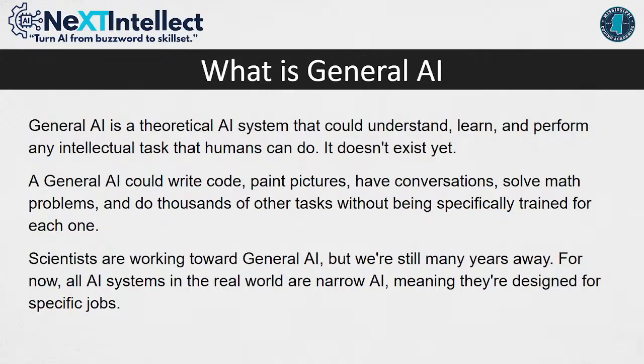So that is what scientists are working towards, okay, is general or strong AI. But we're still many years away from this. It might always be a carrot on the stick that we're chasing. But for what we're talking about in these lessons, we're going to be focusing on narrow AI because that is the era that we are in now.